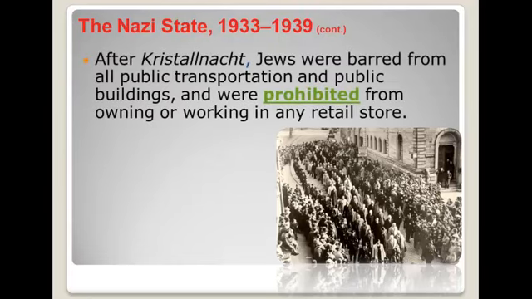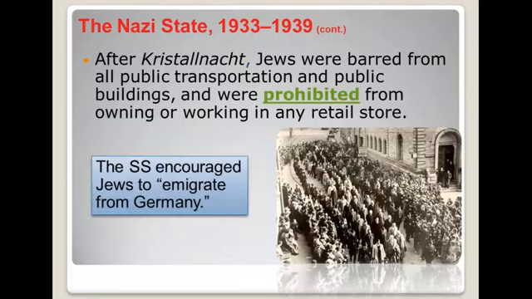After this time period, the Jews were barred from all public transportation and all public buildings. They were prohibited from owning or working in any retail stores, and a lot of times they were contained in certain areas of a city known as a ghetto, or in worst-case scenarios, sent off to the concentration camps. Now, at this point, the SS encouraged Jews to emigrate from Germany, to just leave. Those were the lucky ones. The Jews that were fortunate enough to escape from Germany at this time were some of the only ones to survive this period.